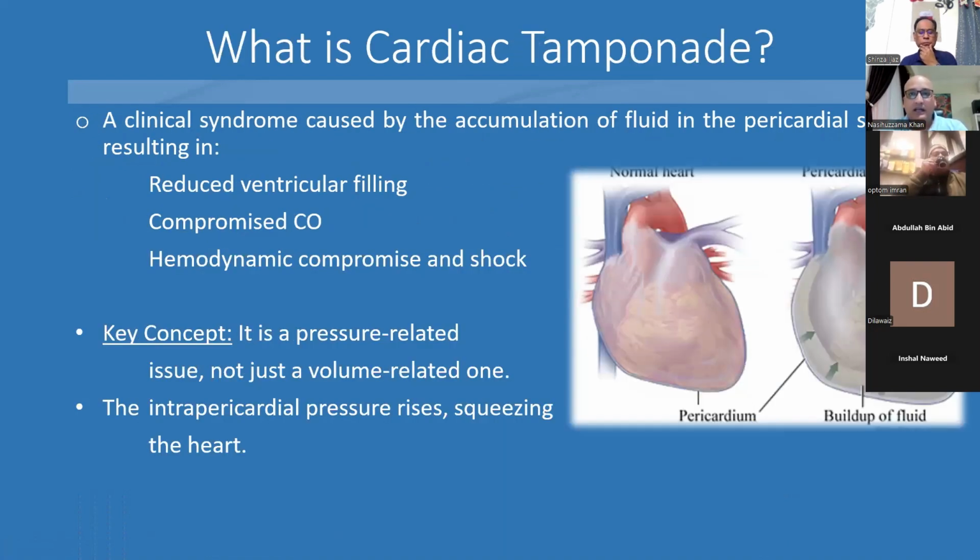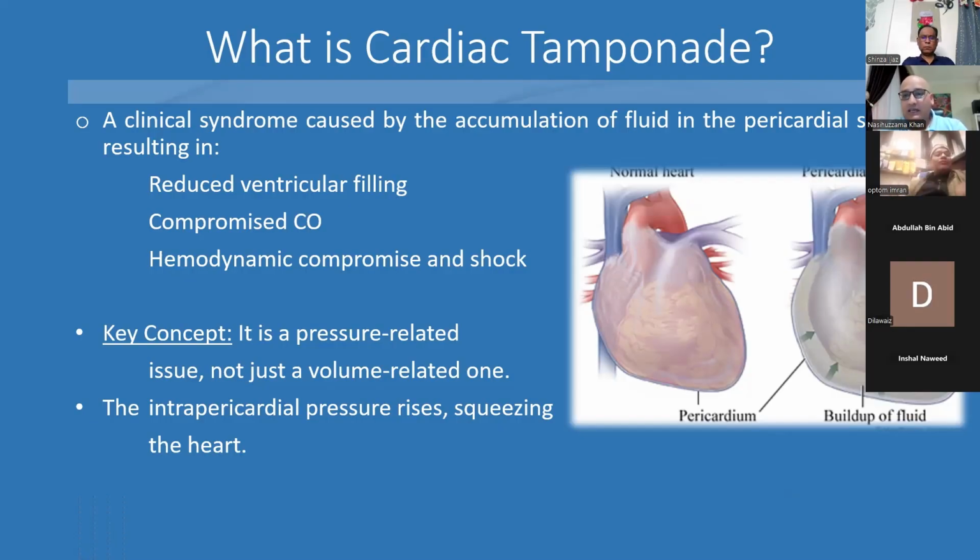What is cardiac tamponade? A clinical syndrome caused by the accumulation of fluid in the pericardial space, resulting in reduced ventricular filling, compromised cardiac output, hemodynamic compromise, and shock. Key concept: it is a pressure-related issue, not just a volume-related one. The intrapericardial pressure rises, squeezing the heart.